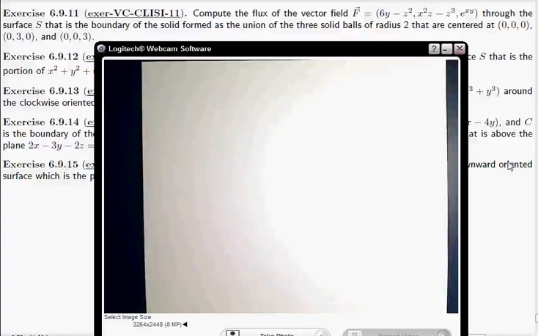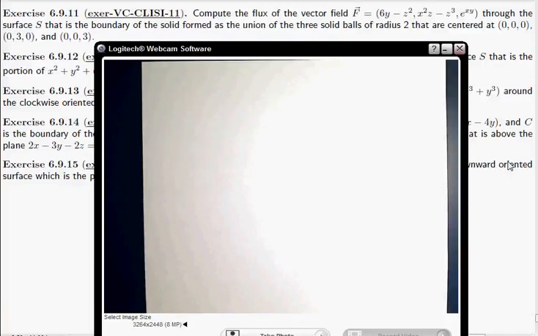Okay, so for problem CLISI 11, we're computing flux. That means it's either Stokes' theorem or Gauss's theorem. Stokes' theorem wouldn't seem like a natural candidate here. There is no boundary curve, although technically you can talk about a flux through nothing. But Stokes' theorem would only apply if we could find an anti-curl.